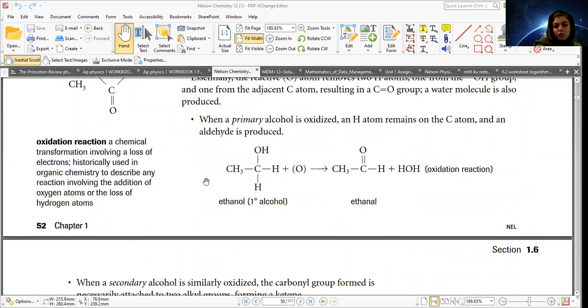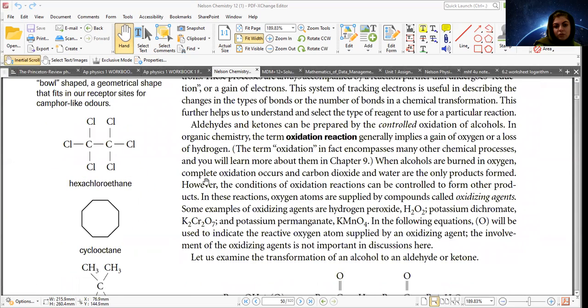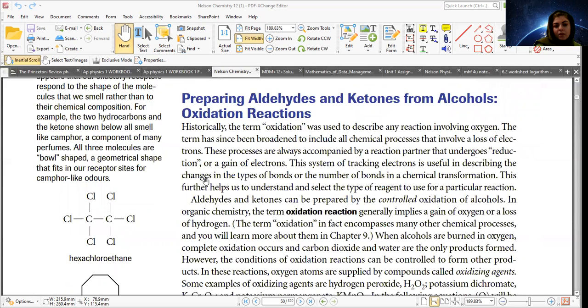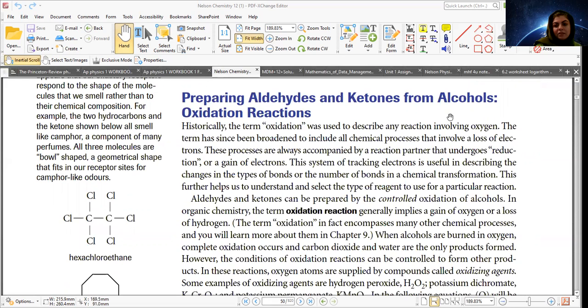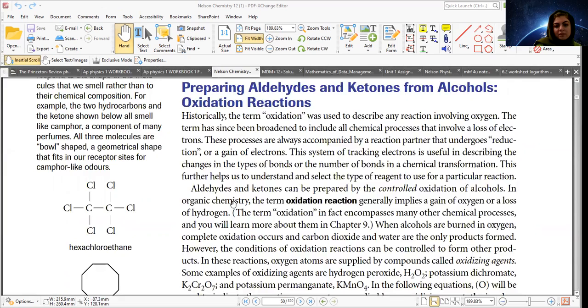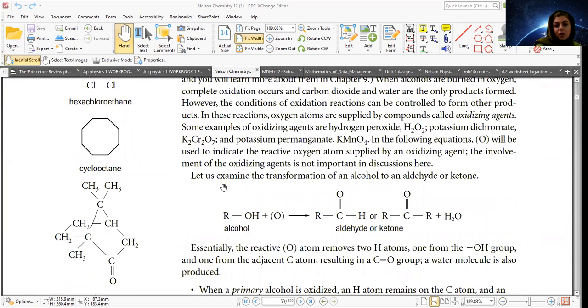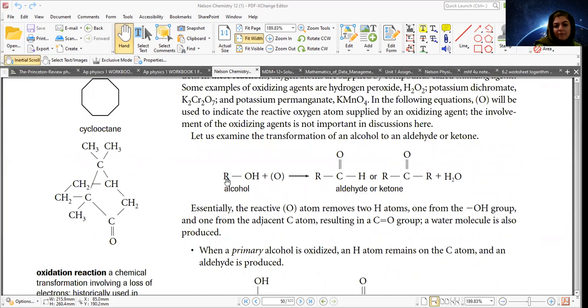This is page 52. Preparing aldehydes and ketones from alcohols, oxidation reaction. Okay, so if you have an OH at the carbon end, you burn it in oxygen, or the oxidation reaction happens, and you'll get an aldehyde. If this OH is going to be in the middle, it gives you ketones.